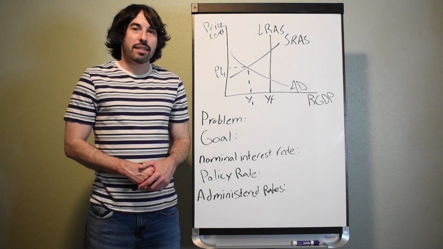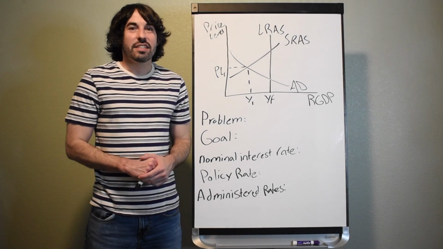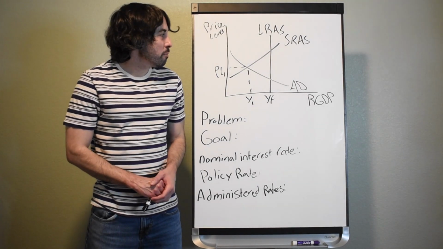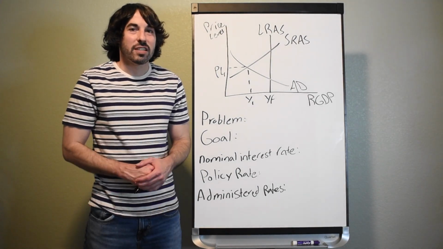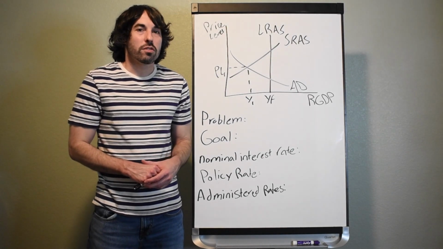Alright children, welcome back to AP Macroeconomics with your favorite teacher, me, Mr. Kete. Today we're going to talk about closing output gaps, recessions, and inflationary gaps using monetary policy when we have ample reserves.